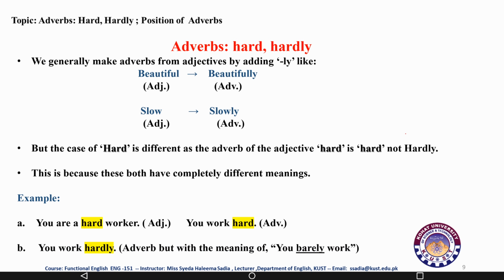And then we have you work hardly. It means that you barely work. You work barely, like you don't do your stuff, your work. So you barely work. And if we say you hardly work and then we say you barely work, it makes more sense. They are completely different in meaning. Like if we say you work hard and then we say you hardly work, these sentences make completely different sense.